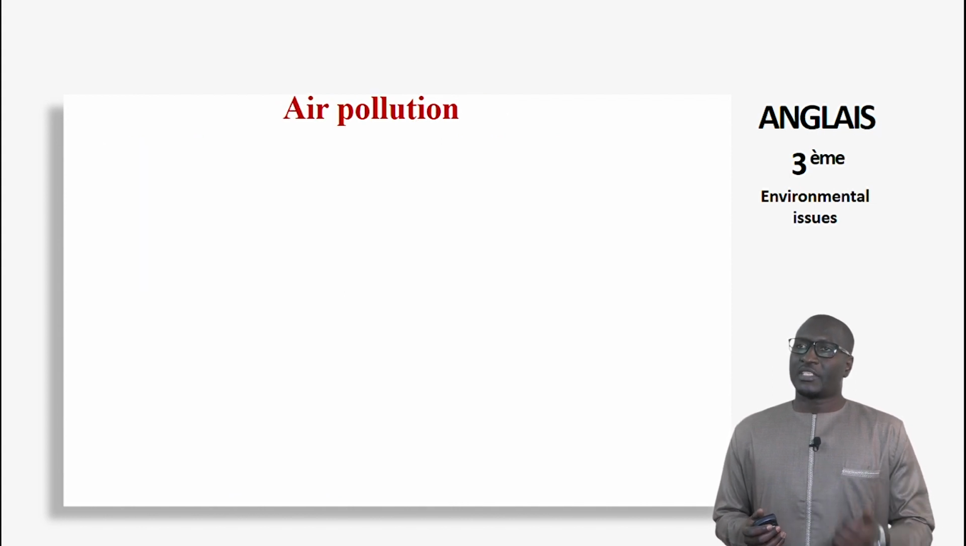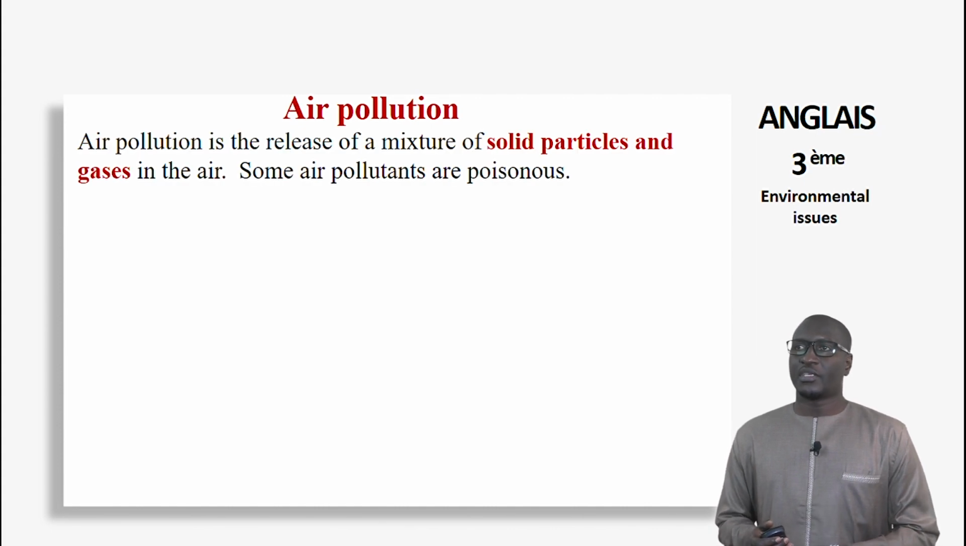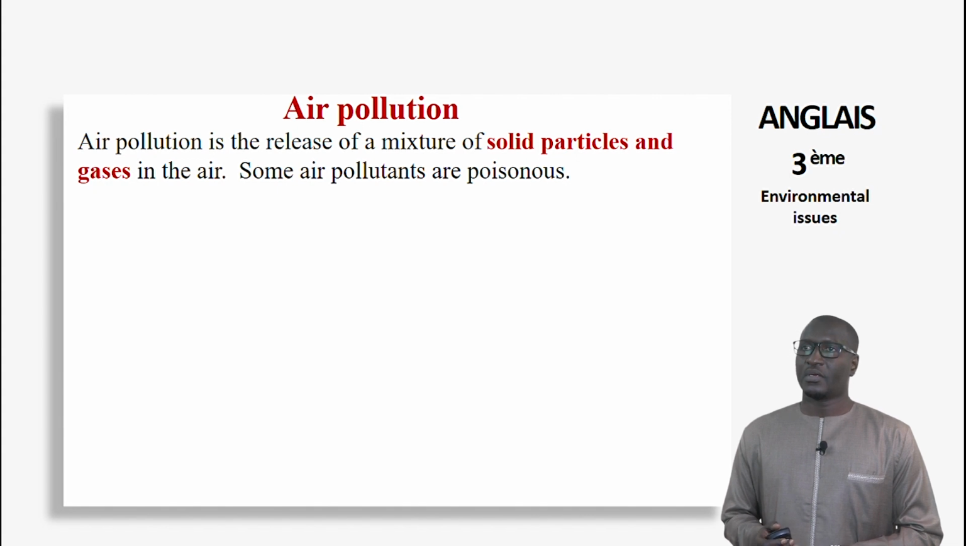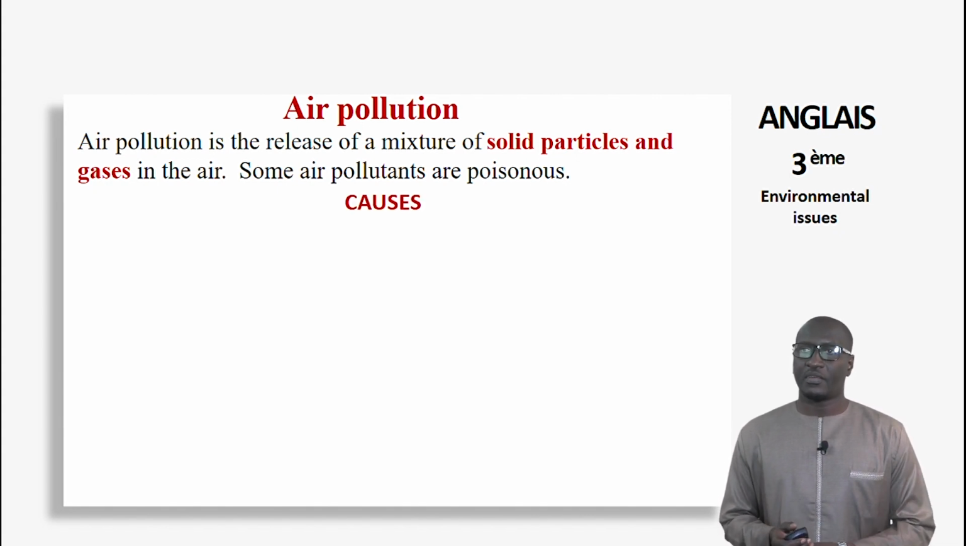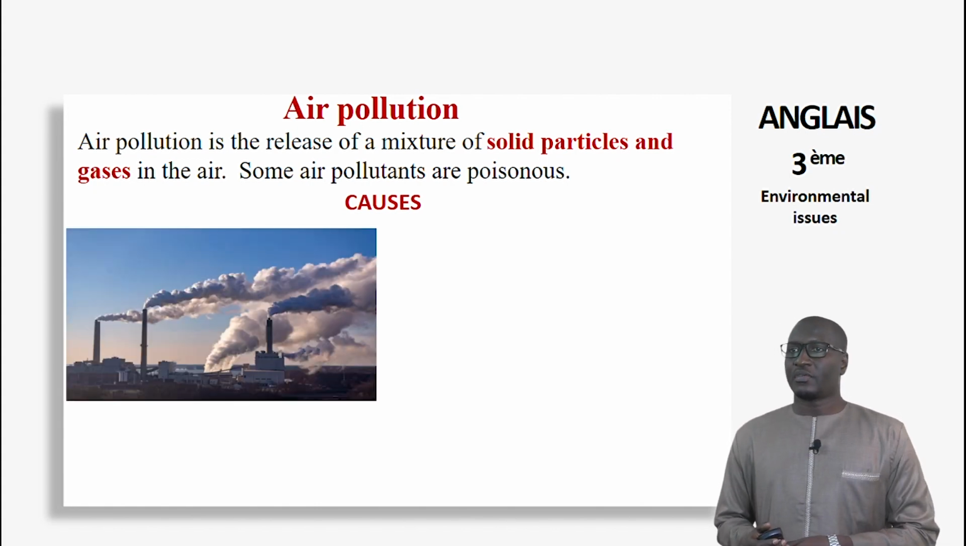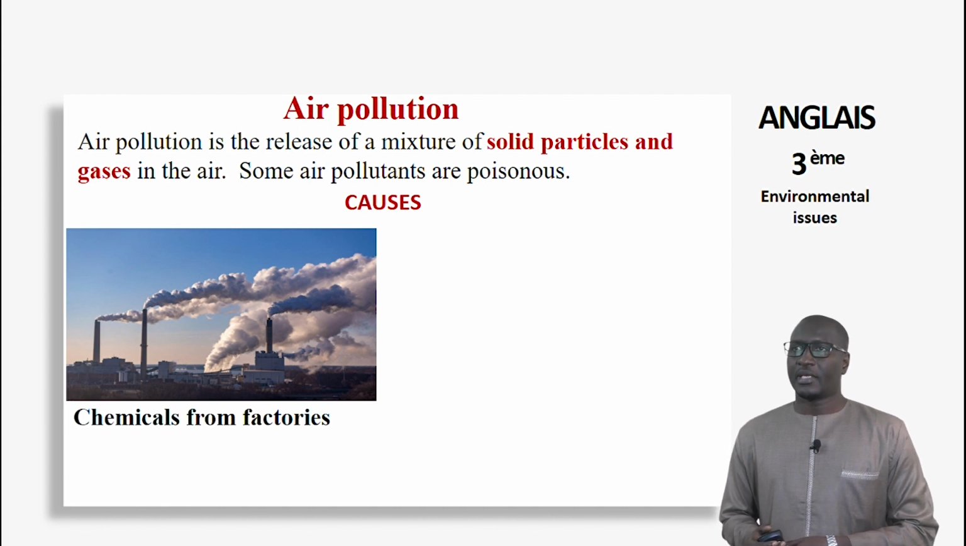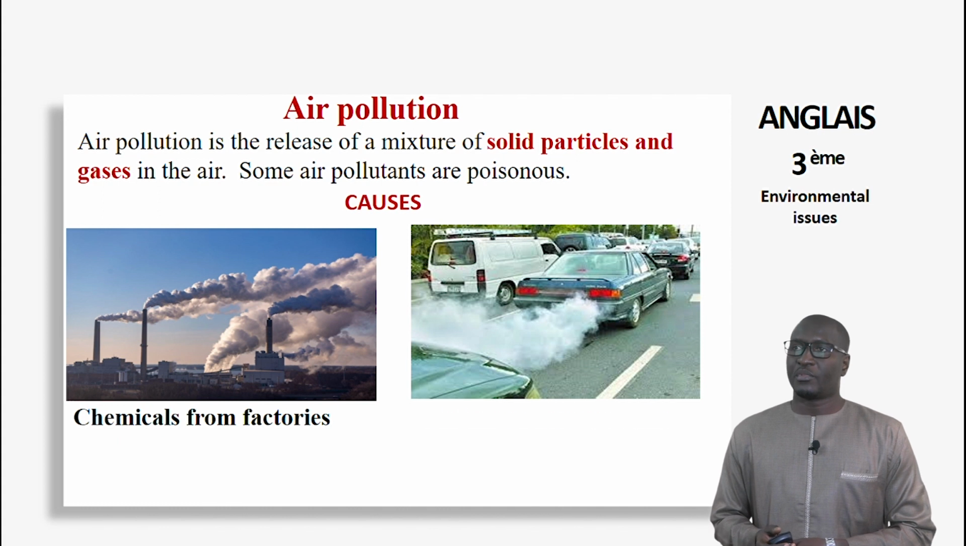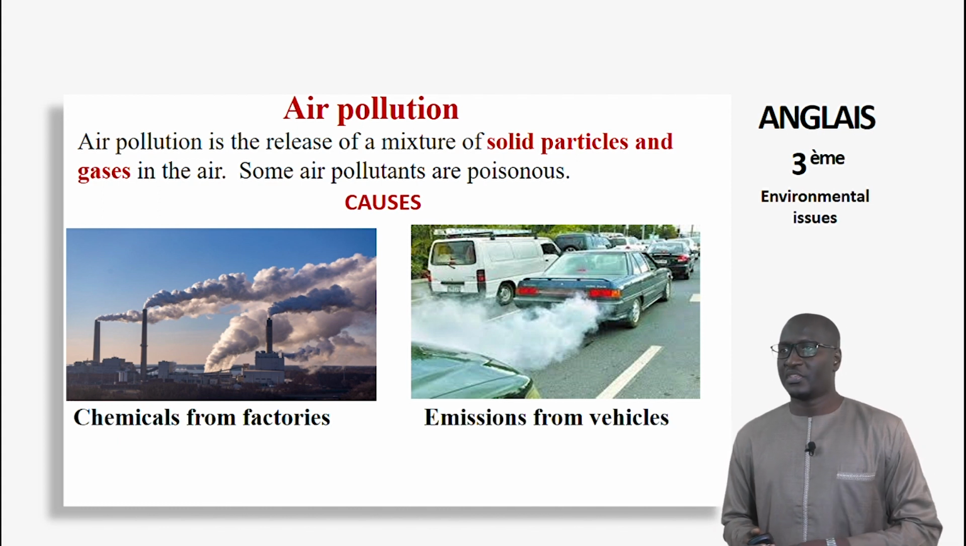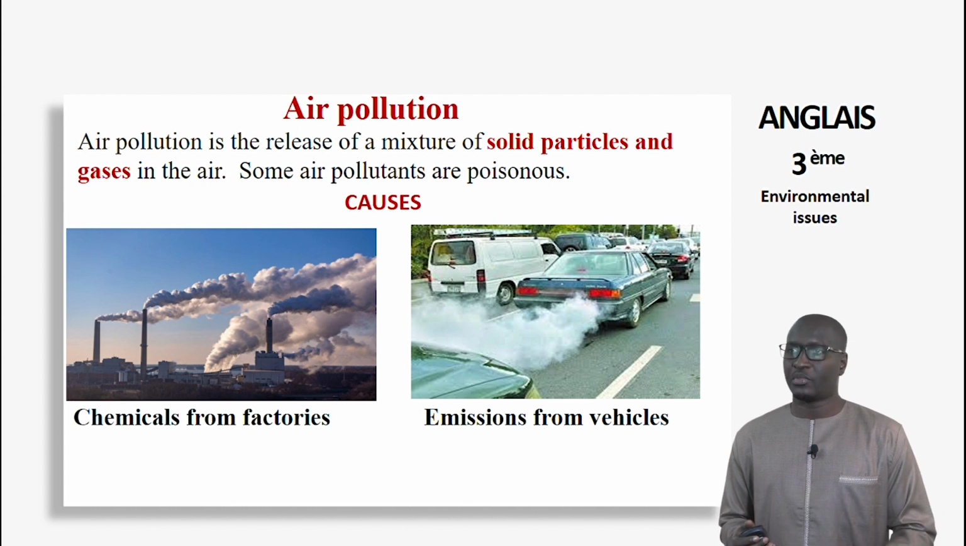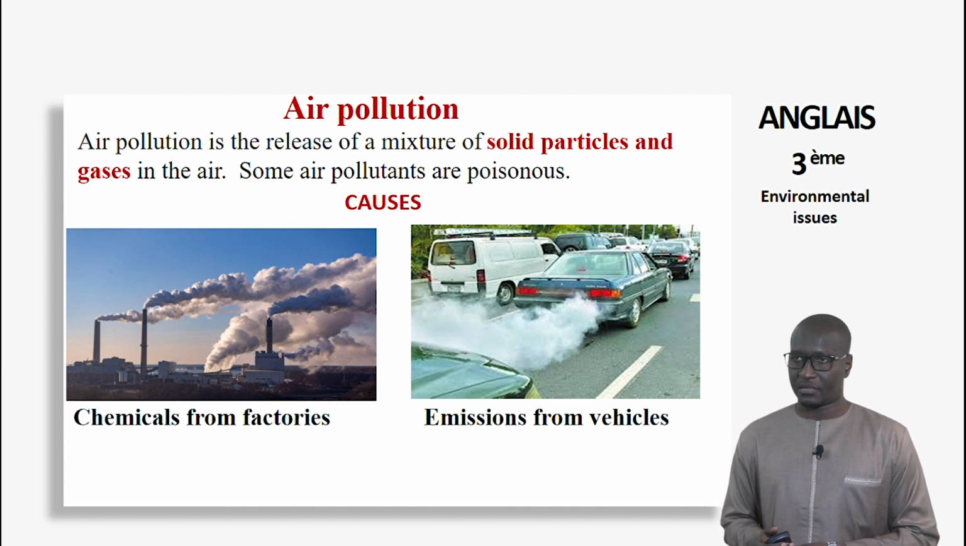When I say air pollution, what does it refer to? As you can see in the video you have already watched, air pollution is the release of a mixture of solid particles and gases in the air, in the atmosphere. And don't forget that some air pollutants are poisonous. Okay? So can you tell me what are the main causes of air pollution, class? Yes, they can be caused by chemicals from factories, as you can see on the picture. They can also be caused by emissions from the vehicles, okay? If you go in the traffic, you see many cars that are emitting the fumes and smoke. So they can be caused by emissions from vehicles, all right?